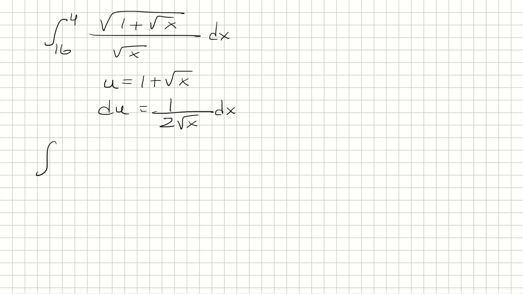So now these limits are in terms of x. If we plug in x is 16 in here, we have 1 plus square root of 16, which is 5. Plug in 4, we get 1 plus square root of 4, which is 3. And then the square root of 1 plus square root of x, well, 1 plus square root of x is u. So we have the square root of u at the top.